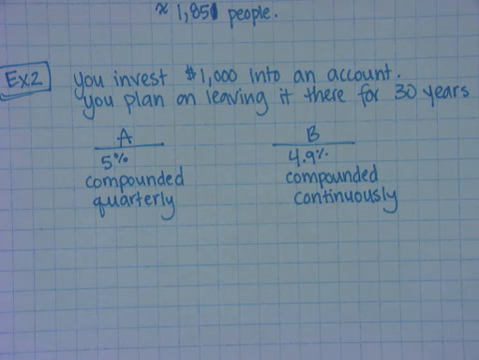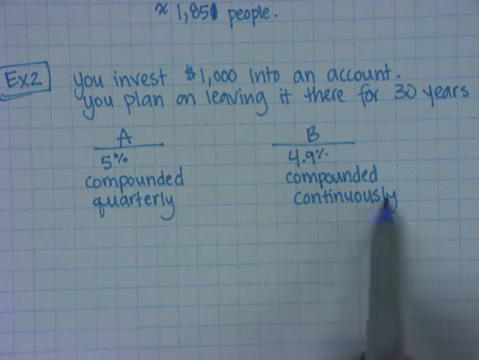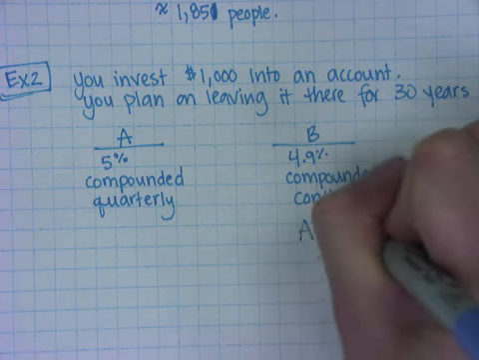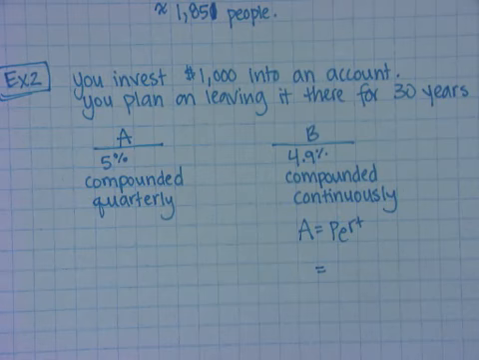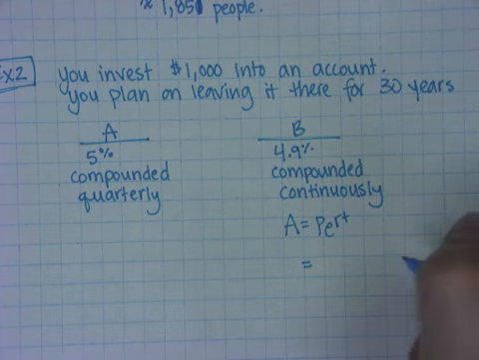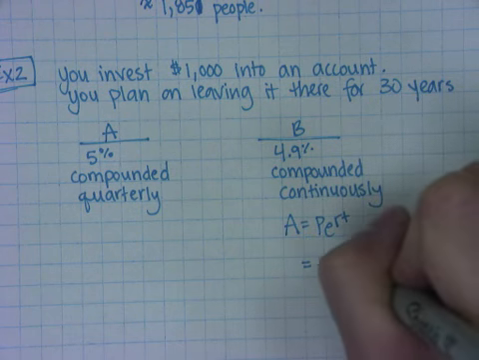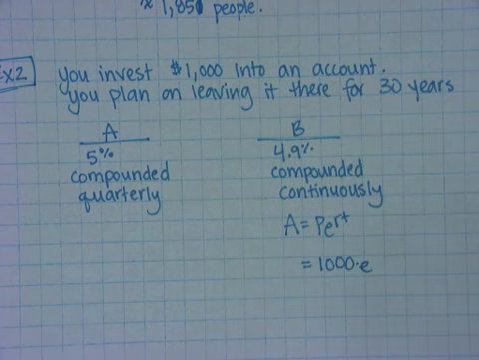So to do this, we're going to have to use our formulas. Now, since we've been talking about PERT and we just have notes on PERT, let's do that first. So we'll do the continuous situation first. If it's compounded continuously, if you see that word, you're going to use A equals PERT. So principal amount is how much in this problem? It's 1,000. And then times e, Euler's number.